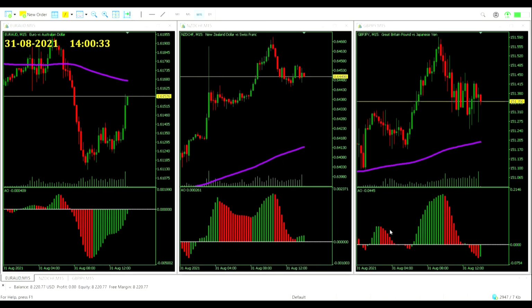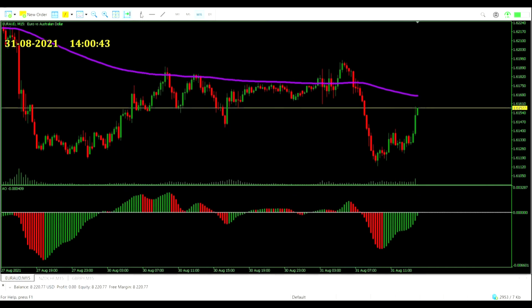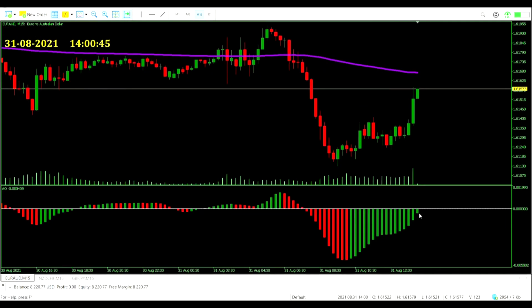Just gone 2 o'clock here, possibly these signals getting a little bit closer as we crack on through the afternoon. There could be a zero line crossover coming here on the euro Aussie dollar, but if it does come, it's likely that the awesome oscillator will cross before price gets above the EMA. So that would be no signal for us there. Let's wait and see what happens.